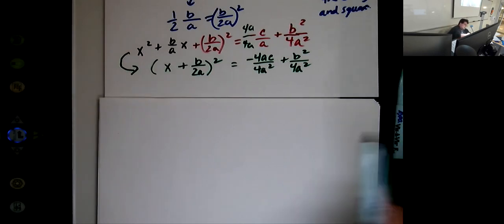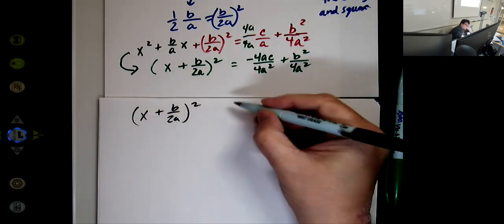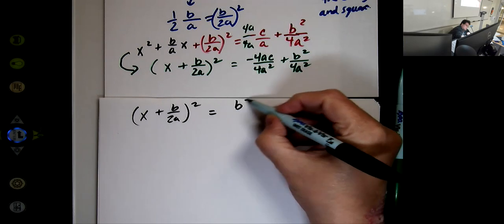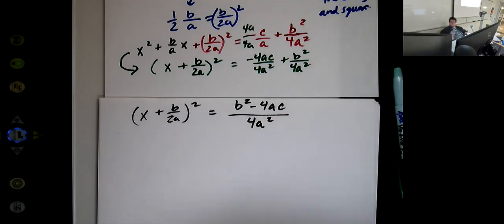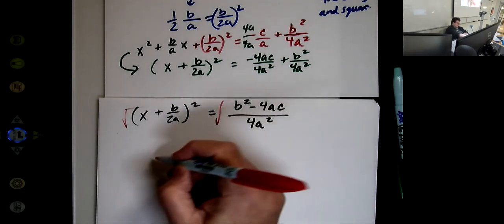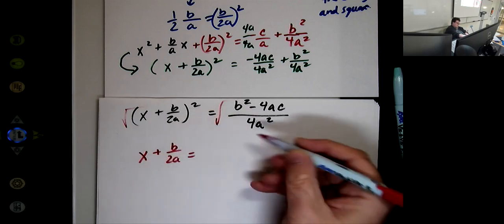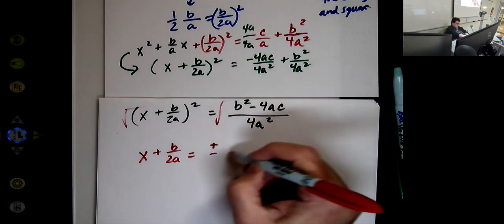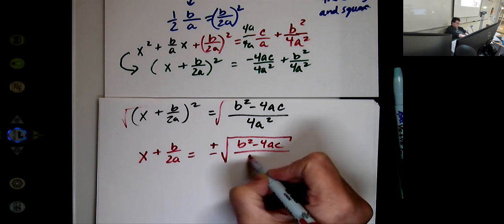So I've got x plus b over 2a squared. I'm going to rearrange that and make it one denominator. I'm going to have b squared minus 4ac over 4a squared. And I'm going to take the square root of both sides. And I get x plus b over 2a equals plus or minus the square root of b squared minus 4ac over 4a squared.